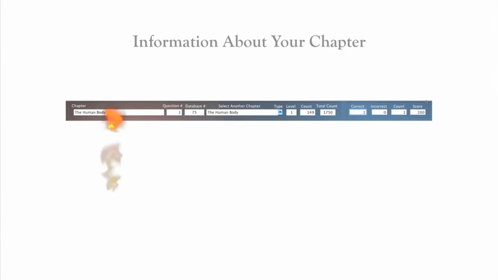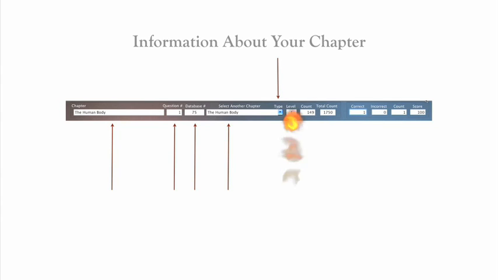The top section displays the chapter name, the current question number, the database number. There is a drop-down box that allows you to change chapters without exiting the main testing window. If you click on type, you can change the typeface, as well as the color and size of the type.